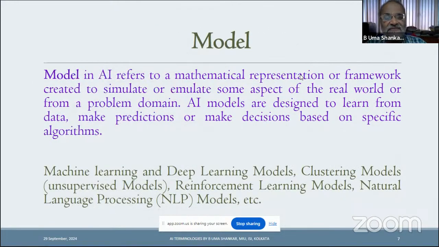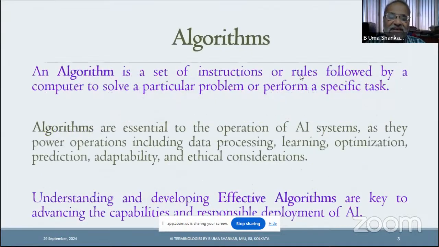A model in AI refers to a mathematical representation or framework created to simulate or emulate some aspect of the real world or from a problem domain. AI models are designed to learn from data, make predictions, or make decisions based on the specific algorithm. Below are given some examples of models.